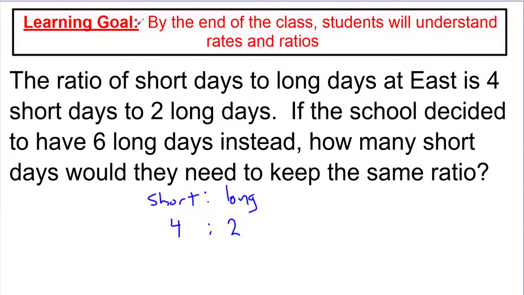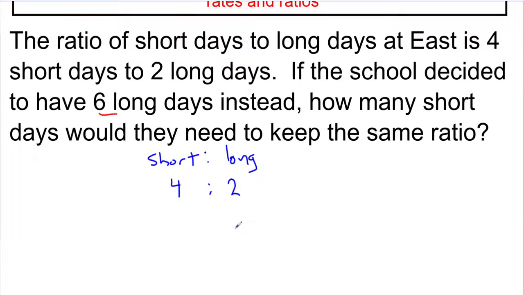And so what I can say is they're telling me that they want there to be 6 long days. So 6 long days would go on the right. I want this to be a 6, right? And so it looks like I changed this by doing times 3. So what I'm going to do over here is the same thing. I want to keep the same ratio, so I want to multiply this by 3, and that's going to make this a 12, right?